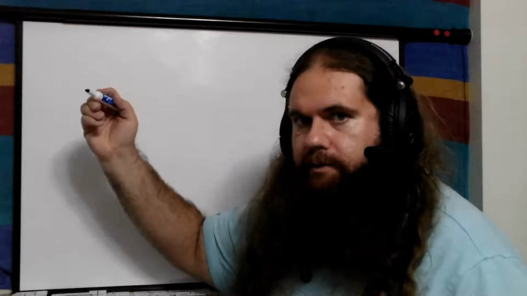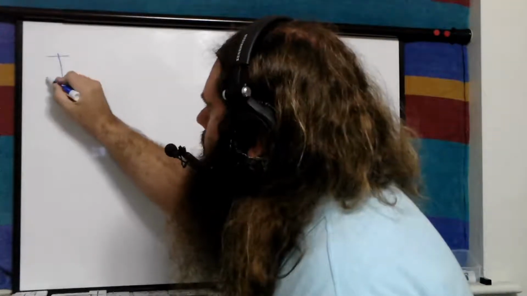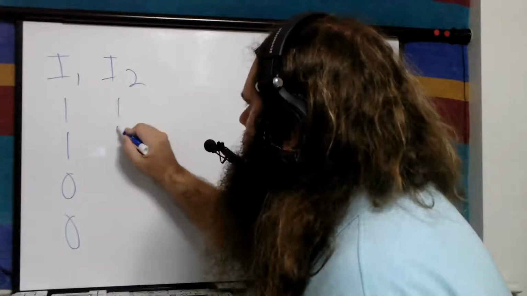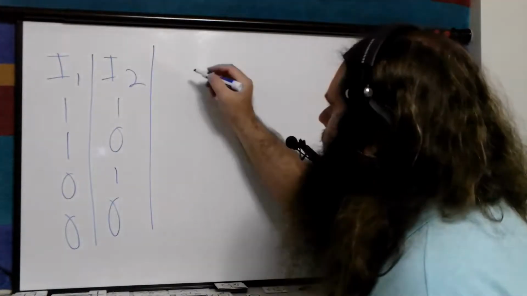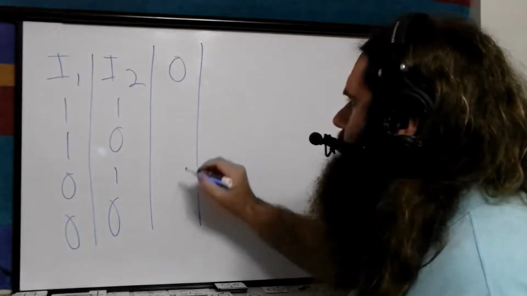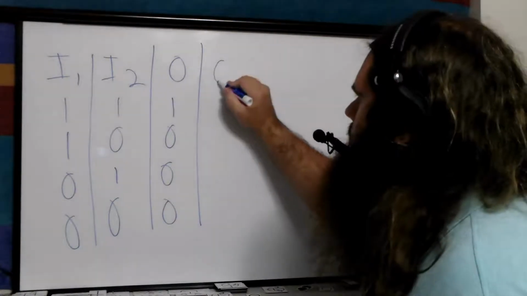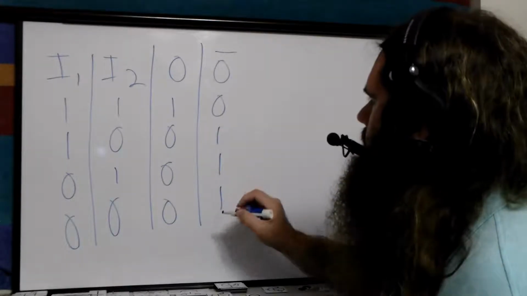What if I have two different truth tables? Let's say input 1, which can be 1, 1, 0, 0. Input 2, 1, 0, 1, 0. Let's say we have output. Let's say we do 1, 0, 0, 0. Then let's say we do this. 0, 1, 1, 1. What do we have here?